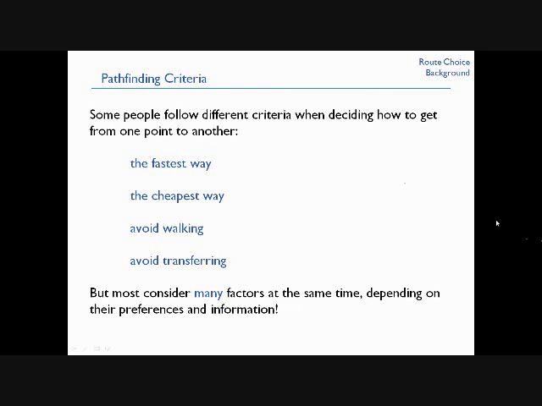Maybe other people want to avoid walking, avoid transferring, especially if they, for example, are in a wheelchair or have reduced mobility. But most people, we have found, consider many factors at the same time. They're not only minimizing transfers or time, but they're considering an aggregated level of service, and based on this aggregated level of service with many factors, try to choose the best way for them. And these factors depend, of course, on the preferences of the people, what people want, and the information provided.